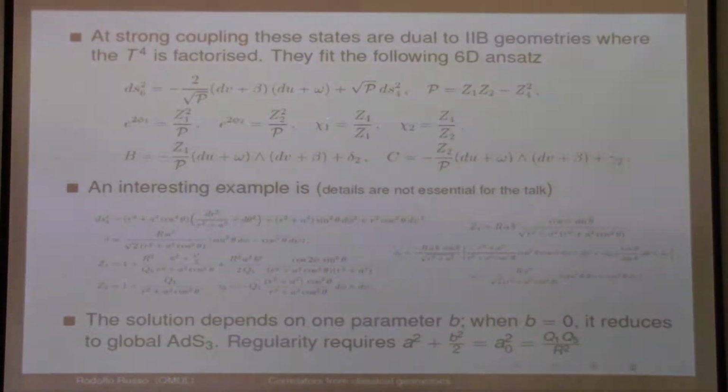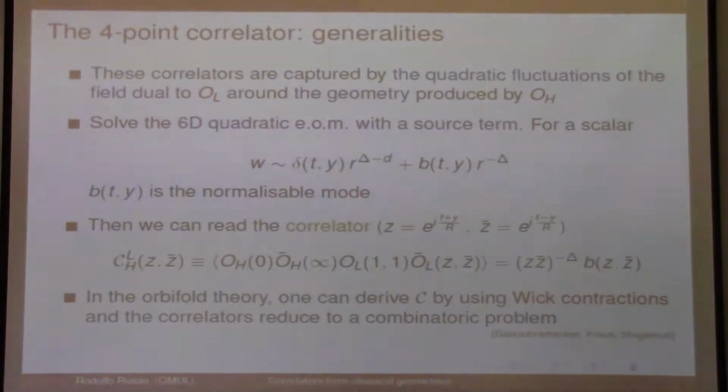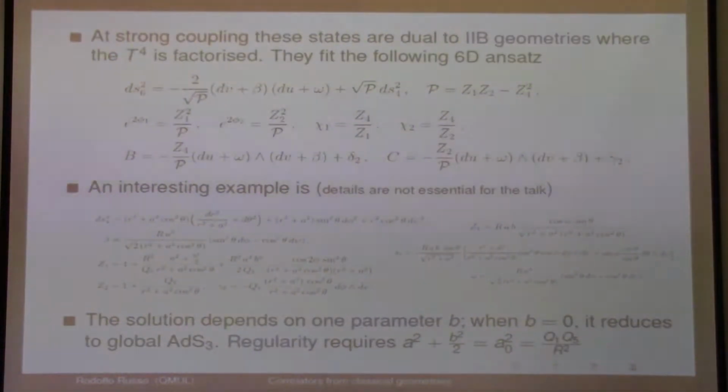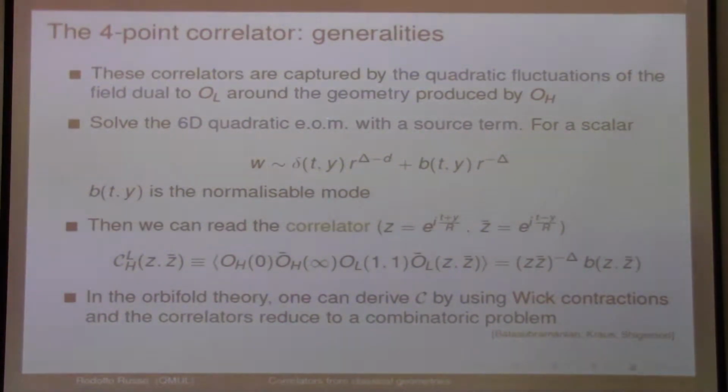Okay, so what I want to say is that this is the setup. It's quite explicit, so one can just apply the standard technology of the CFT and calculate the correlators. On the supergravity side, we should study the fluctuation around this geometry of the particular field which is dual to the light operator we're interested in.